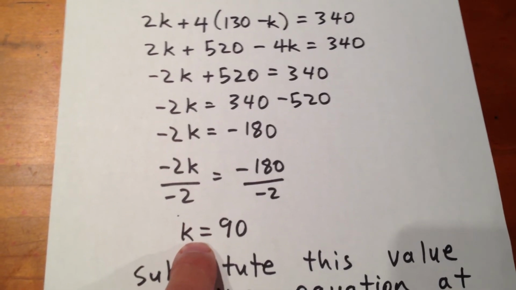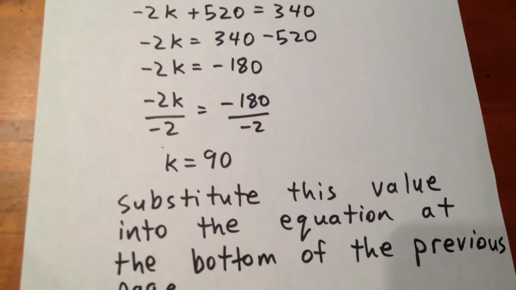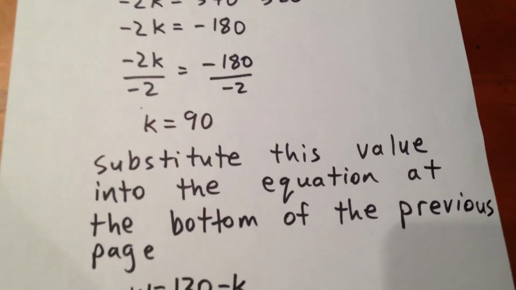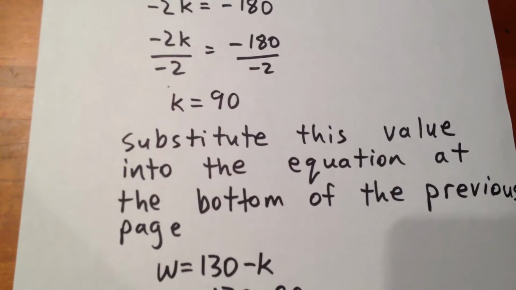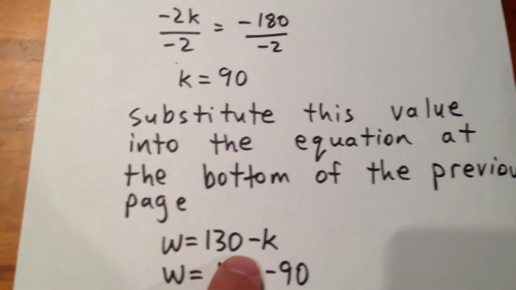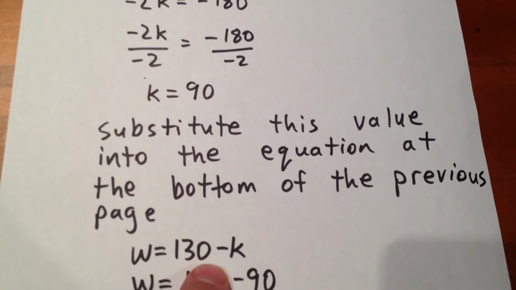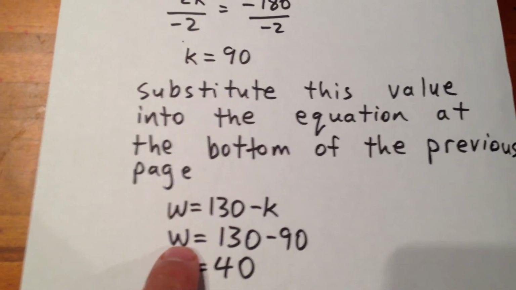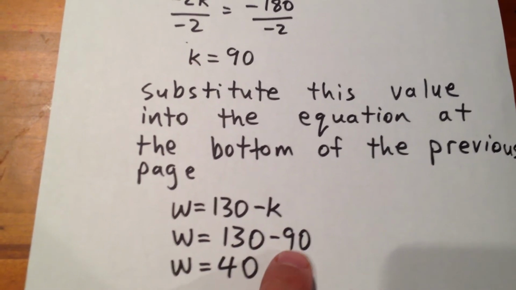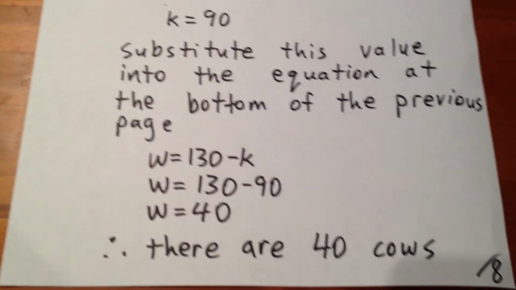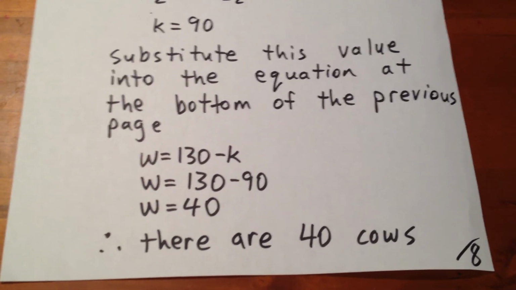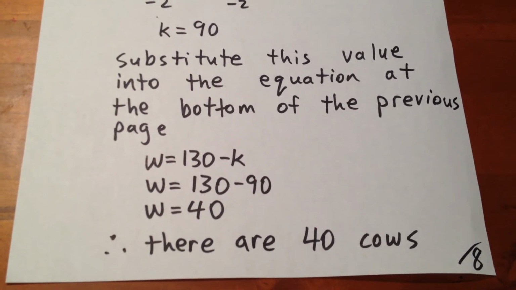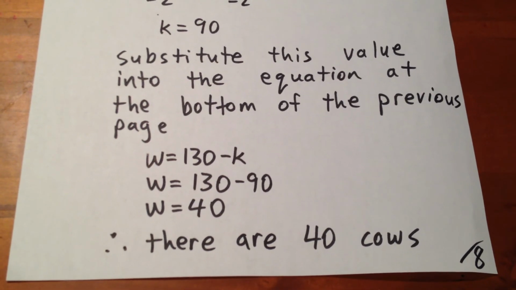equaling 90. Now, a while ago, we knew from the bottom of the previous page that W equaled 130 minus K. Well, we just figured out that K equals 90. So W must be 130 minus 90, which means W is 40. Which means that there are 40 cows, and they all move very slowly.